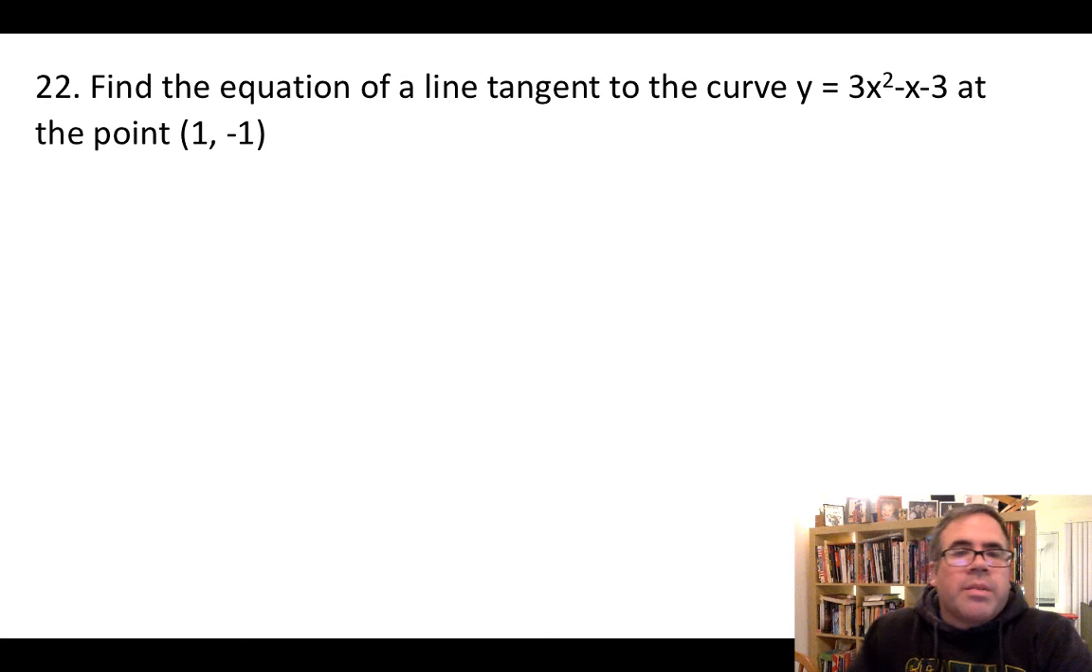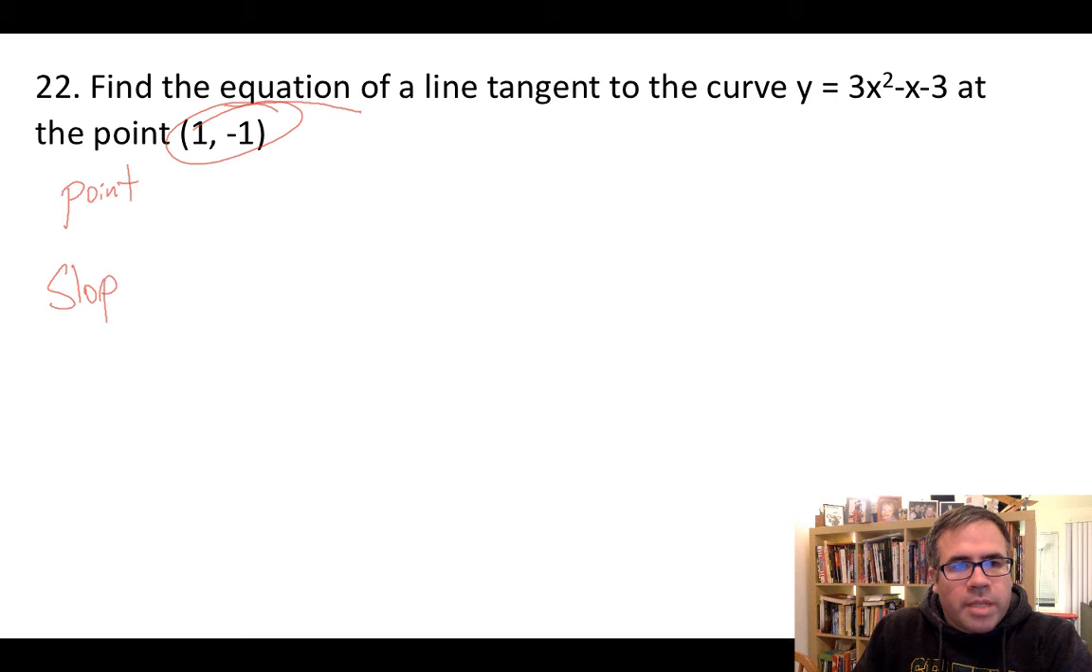Now we're asked to find the equation of a line tangent to this curve, y equals 3x squared minus x minus 3, at the point 1, -1. If we need the equation of a line, you need two parts. You need a point, which we have, and you also need a slope. Now the slope of a tangent line is going to be the derivative at that x value. So we want dy dx when x equals 1.